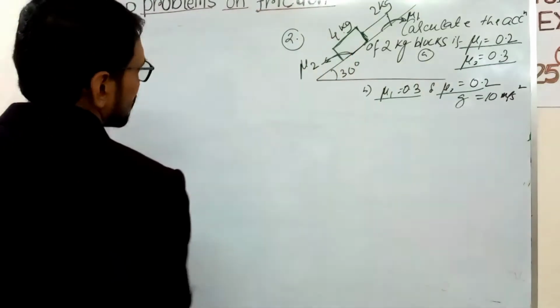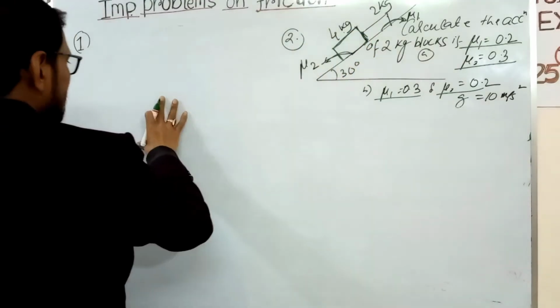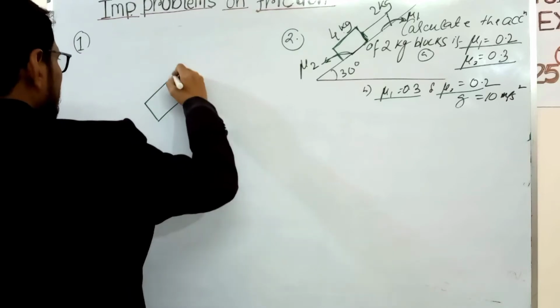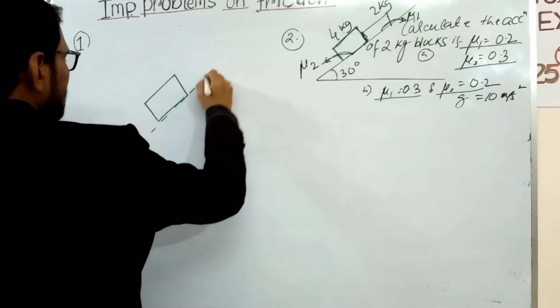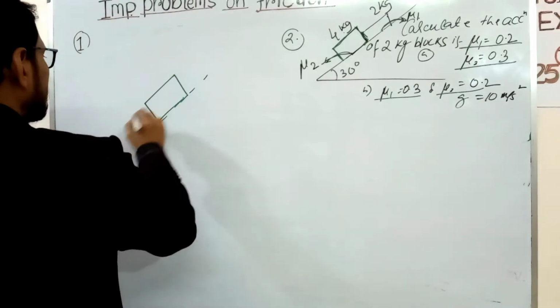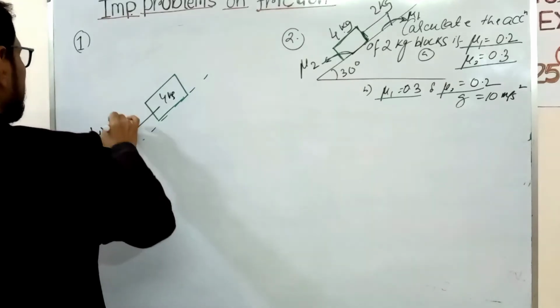Do the two bodies move together or not? First, think of the 4 kg and 2 kg blocks as separately moved. What happens if the 4 kg block is placed on the inclined plane? What is the force acting on the block? Here it is mg sin theta, 4 into g sin 30 degrees.